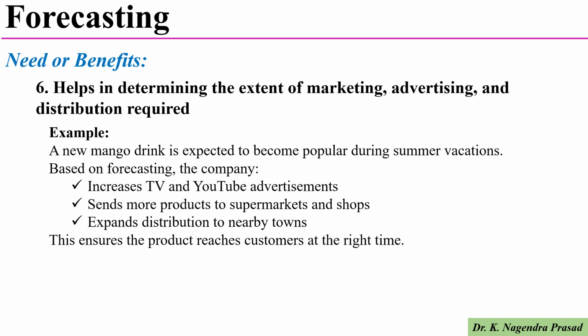And next one is that forecasting helps in determining the extent of marketing, advertising and distribution required. Let's consider one example. A new mango drink is expected to become popular during the summer vacations. Based on this forecasting, the company increases TV and YouTube advertisements and sends more products to supermarkets and shops, and moreover expands distribution to nearby towns. So this ensures the product reaches customers at the right time.